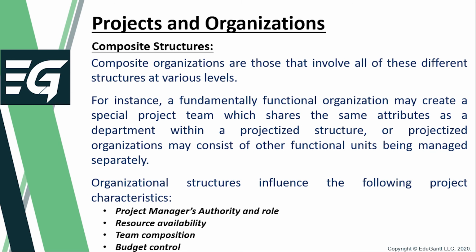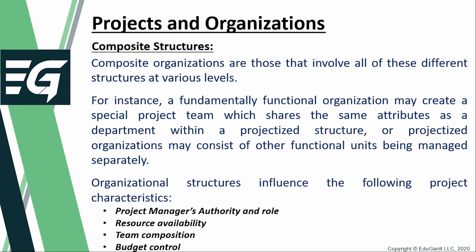Lastly, we have composite structures. Now, composite organizations are those that involve all of these different structures at various levels. For instance, a fundamentally functional organization may create a special project team which shares the same attributes as a department within a projectized structure, or a projectized organization may consist of other functional units being managed separately.